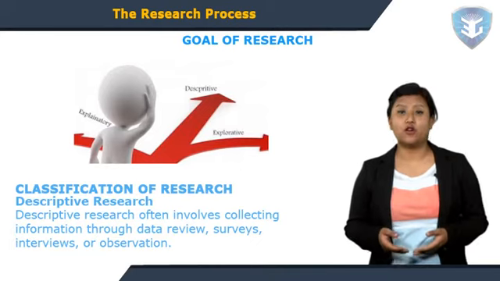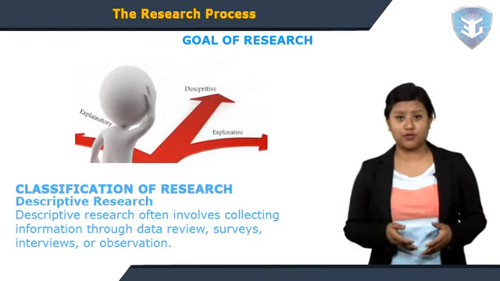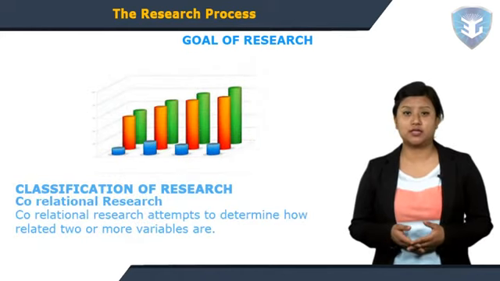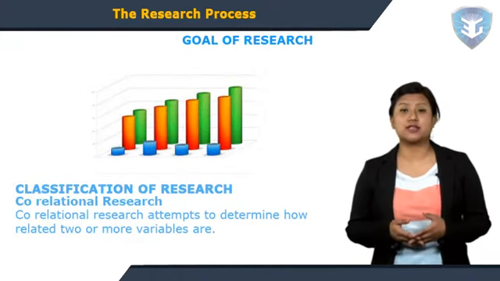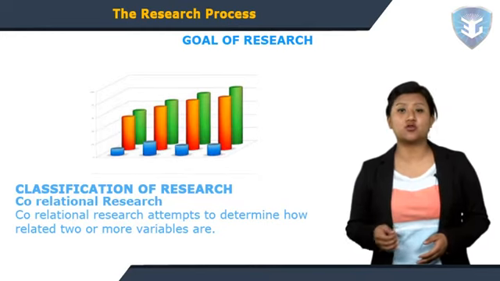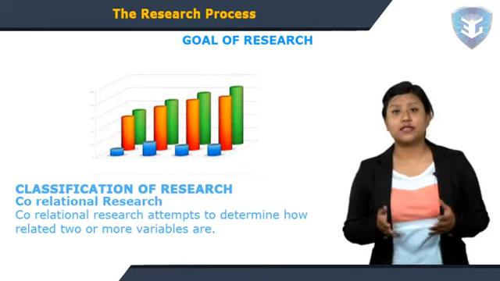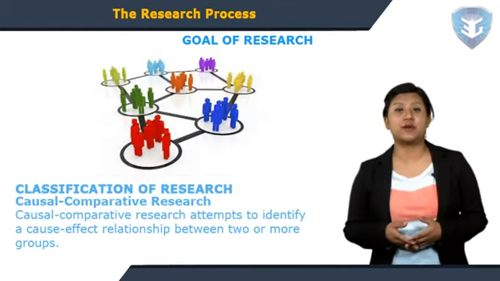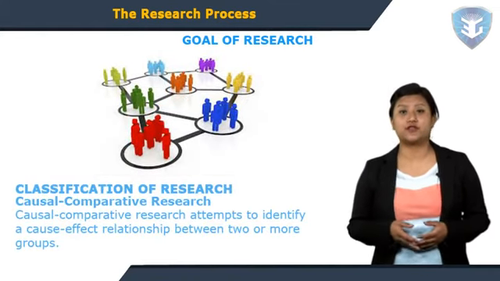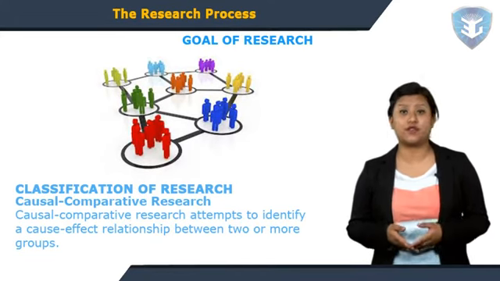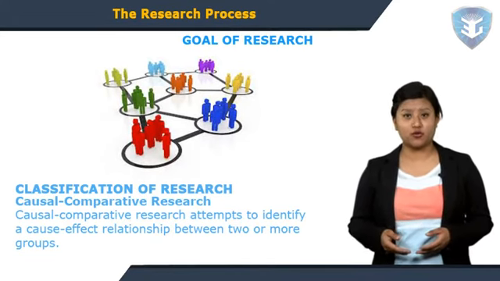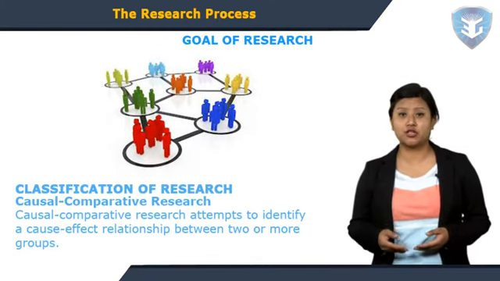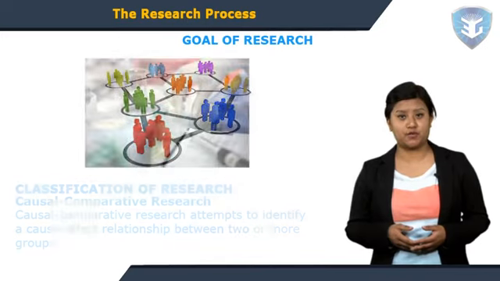Descriptive research. It often involves collecting information through data review, surveys, interviews, or observation. Correlational research. Correlational research attempts to determine how related two or more variables are. This degree of relation is expressed as a correlation coefficient. Causal comparative research. Causal comparative research attempts to identify a cause-effect relationship between two or more groups. Causal comparative studies involve comparison in contrast to correlation research, which looks at relationship.